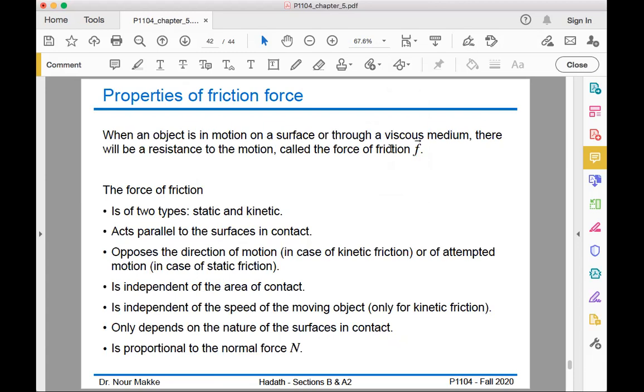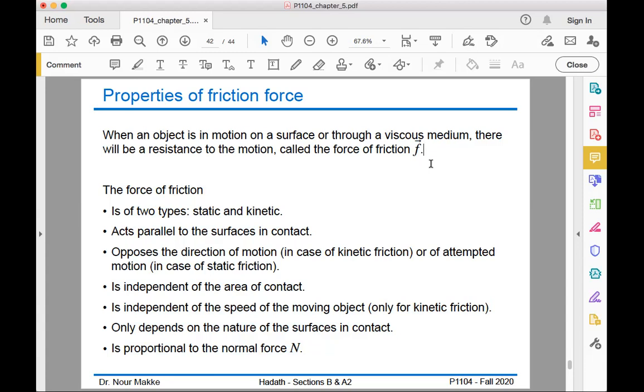So when an object is in motion on a given surface, also even through a viscous medium, there is a resistance to the motion of the object by the medium or by the surface. And this force, what we call the friction force, is always denoted by lowercase f. The force of friction, first of all, is of two types, static and kinetic. It can be static and immediately change to kinetic whenever the object starts to move.